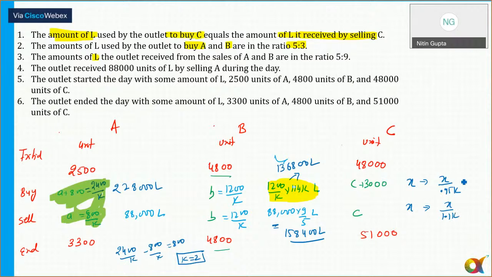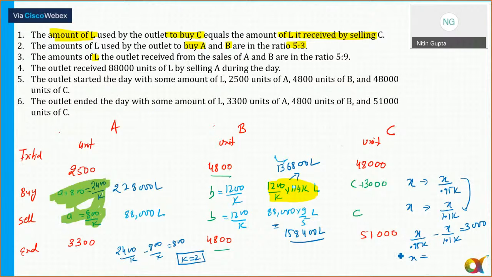And the difference between these two, the number of units. X is the amount, and X upon 0.95K is the number of units bought, and X upon 1.1K is the number of units of C. The difference between these two is equal to 3000, yes or no? So X upon 0.95K minus X upon 1.1K is equal to 3000. On solving this, you can find out the value of X.